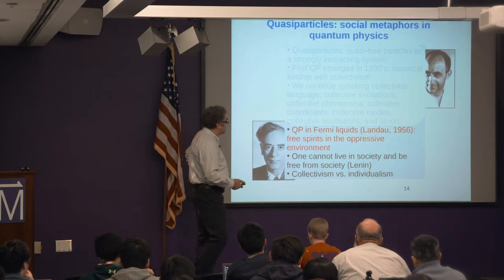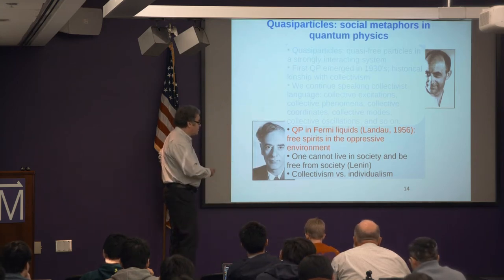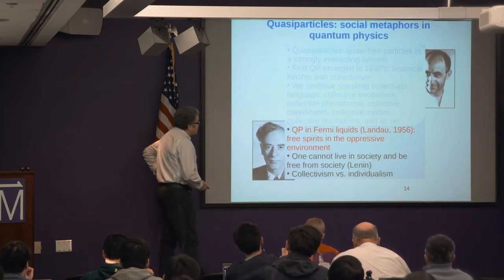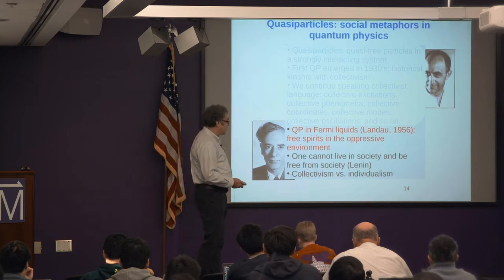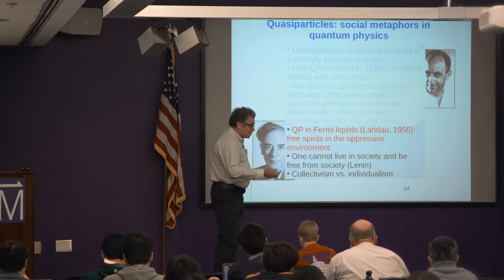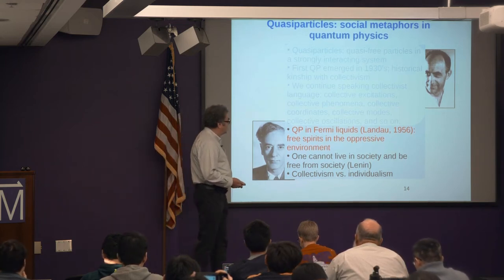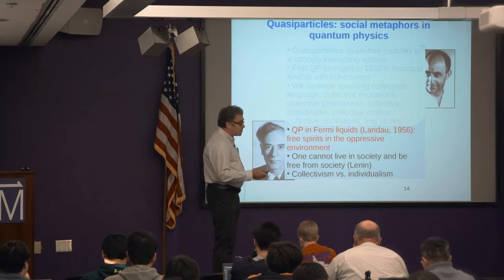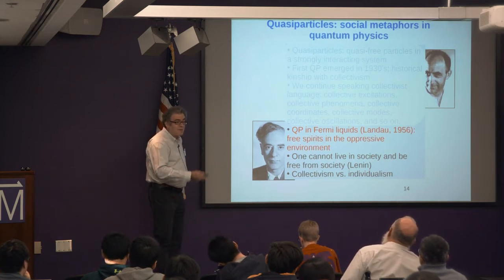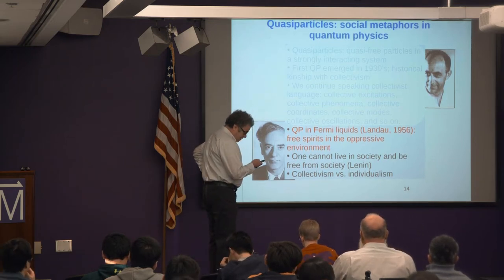In the Fermi liquid, we have a quasi-particle which is a particle trying to live in an oppressive environment, to borrow my friend the historian's language. In order to survive in the oppressive environment, it has to change its behavior. It has to acquire a different mass, different spin, different quantum numbers. So it has to pay a price, but it gains a longer lifetime, right? You live longer. That's his explanation.